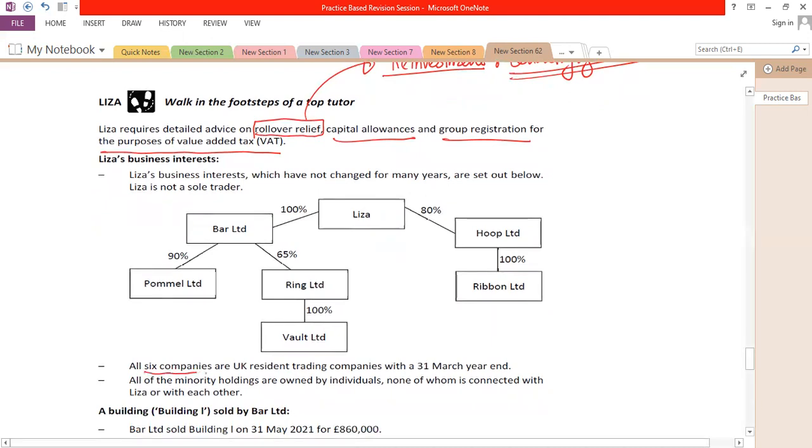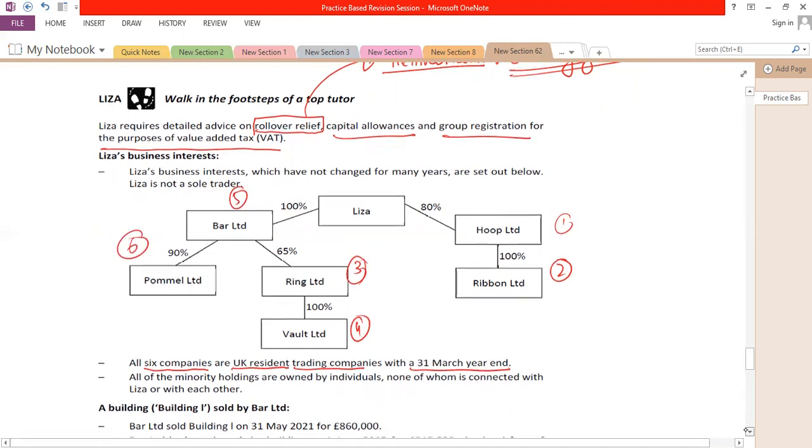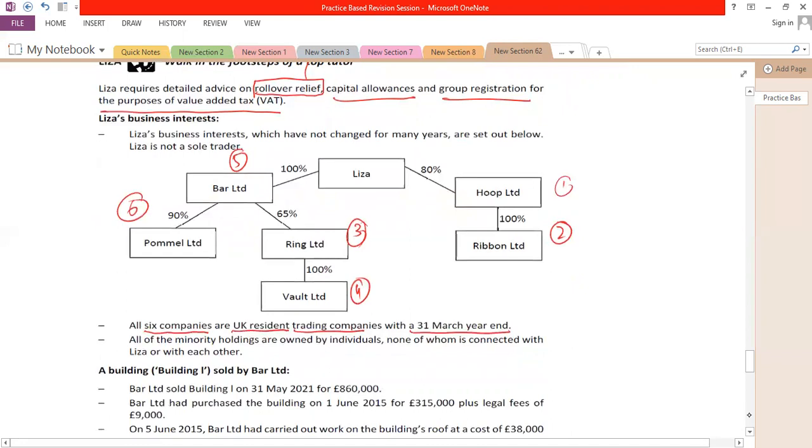All 6 companies are UK resident, trading companies with the same year end. All 6 companies: 1, 2, 3, 4, 5, and 6. There are 6 companies, right? So can you identify a 75% group, as well as can you identify a 51% group?